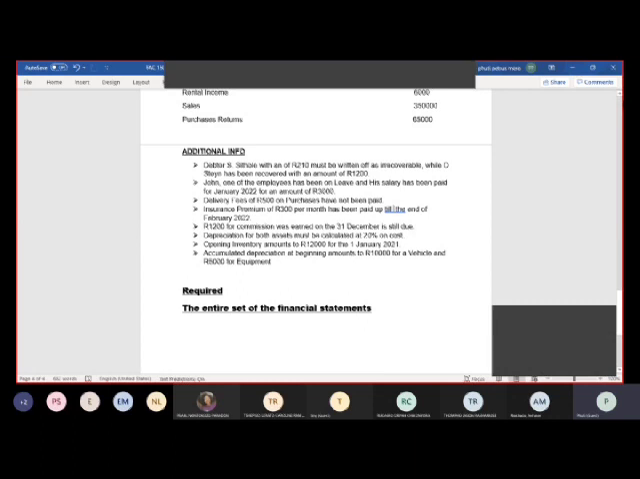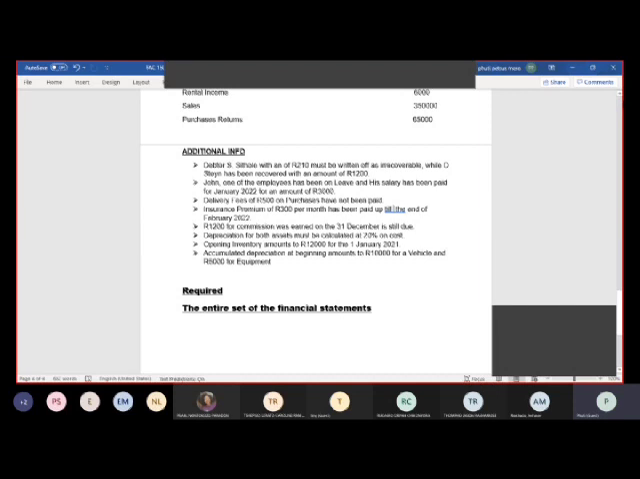I'm going to read this one. The additional information says that a debt with an amount of 210 must be written off as irrecoverable, while another amount has been recovered, 1,200 rand. Then John, one of the employees, has been on leave, and his salary has been paid for January 2022, an amount of 3,000 rand. Delivery fees of 500 rand on purchases have not yet been paid. The insurance premium of 300 rand per month has been paid up until the end of February 2022. And the 1,200 rand for the commission ended on the 31st of December.